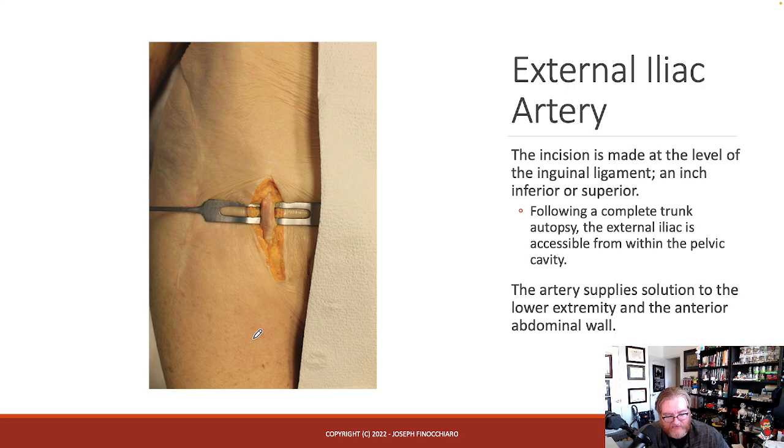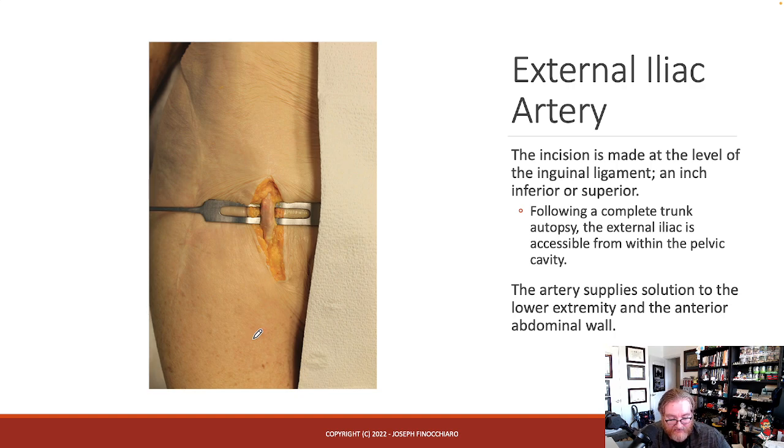The incision is made at the level of the inguinal ligament, an inch inferior or superior, and following a complete trunk autopsy, the external iliac is accessible from within the pelvic cavity. That's the fun part again about autopsies. They open everything up and everything's staring you in the face. Disadvantage, they've usually gone in and chopped up an awful lot of stuff, so you have to try to find something usable that doesn't have a lot of holes. So you might have to get creative with what you're trying to utilize. Moral of the story, try not to make any cuts on the outside of the body at that point, because the autopsy's done most of that for you.